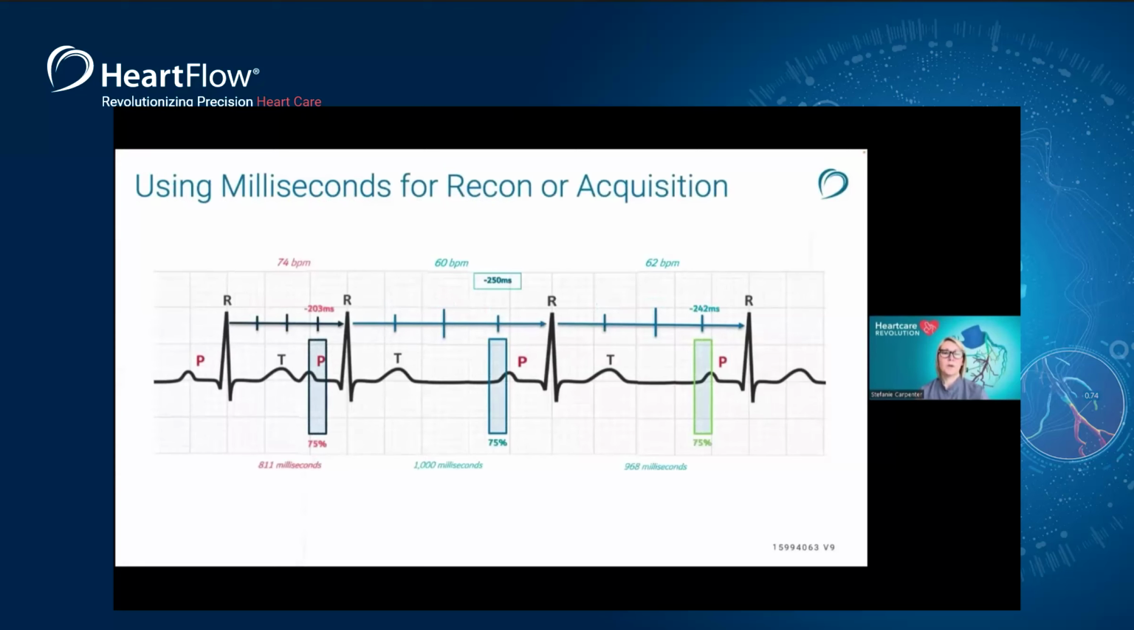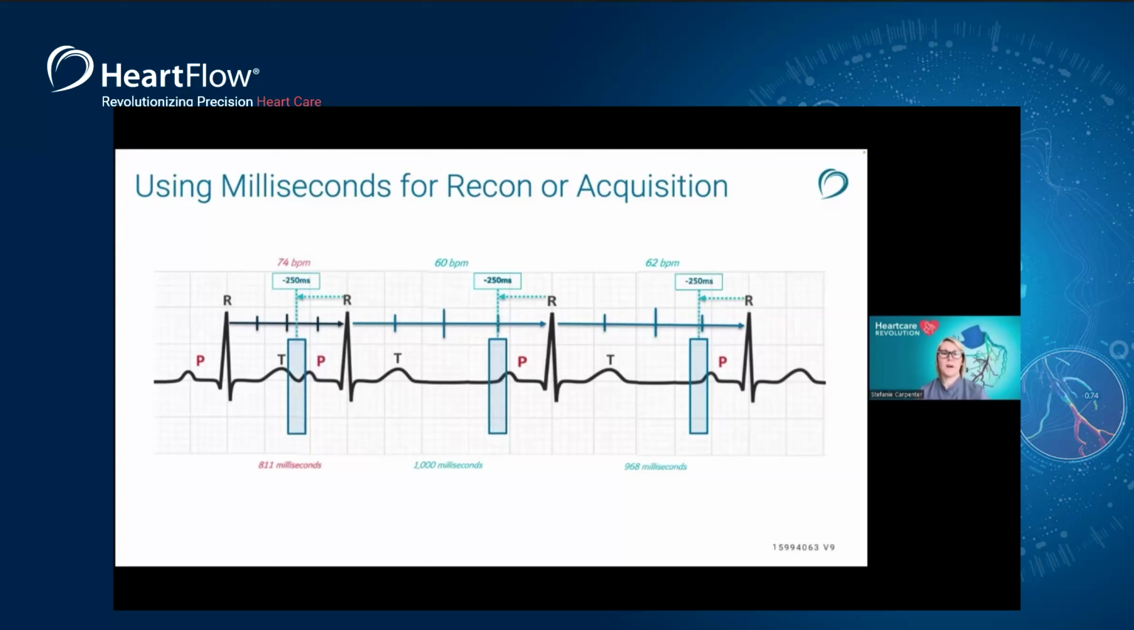When possible, using millisecond reconstruction can often alleviate this artifact. As you can see in this example, reconstructing at -250 milliseconds aligns the reconstruction window on the front half of the P wave on all 3 heartbeats. Reconstructing your images at the same location in each heart cycle can help to correct misalignment artifacts.